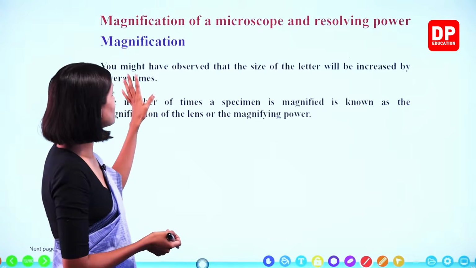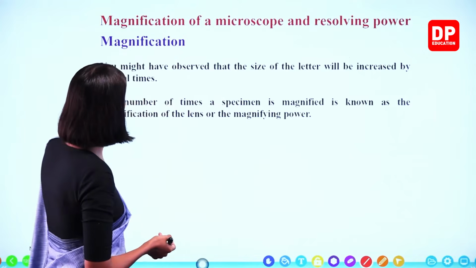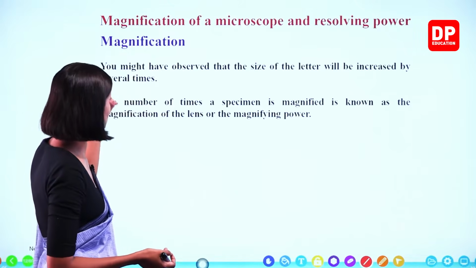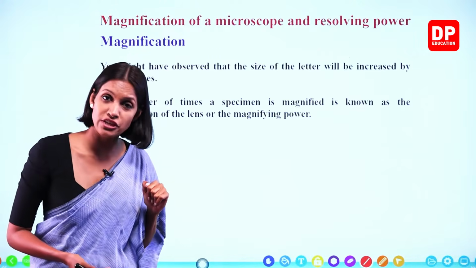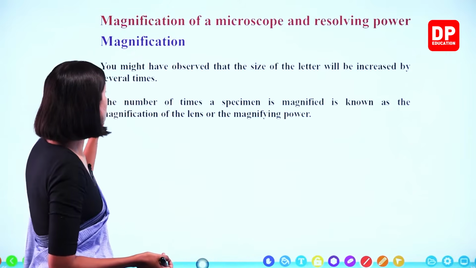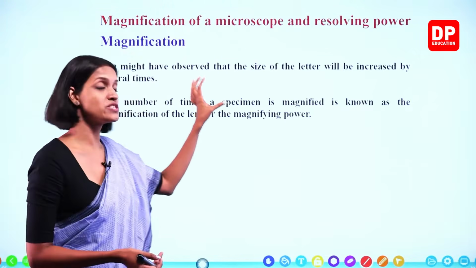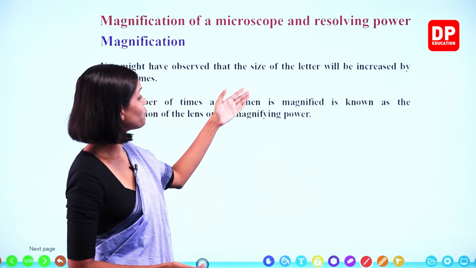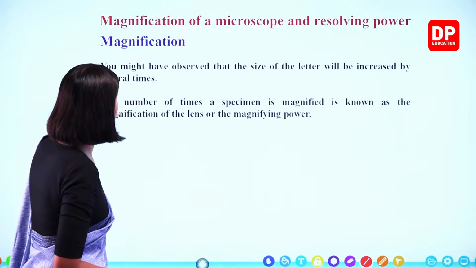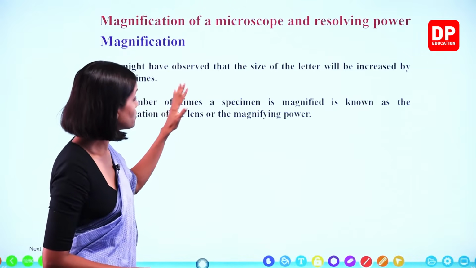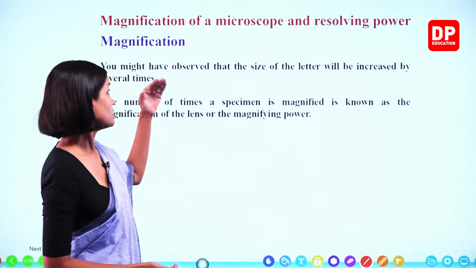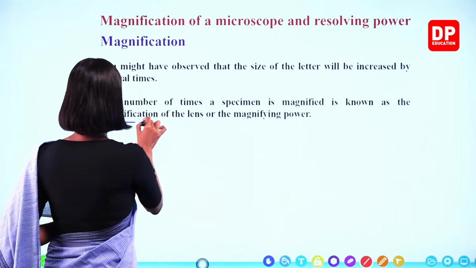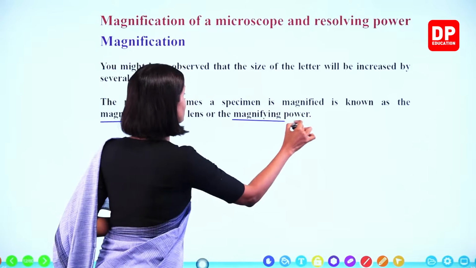You might have observed that the size of the letter will be increased by several times. So how many times it happens is indicated by the magnification, right? The number of times a specimen, meaning the object that we look through, is magnified is known as the magnification of the lens or the magnifying power.